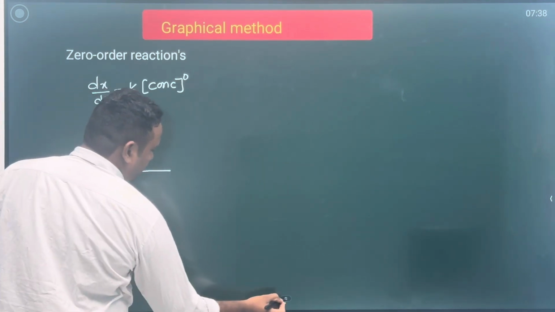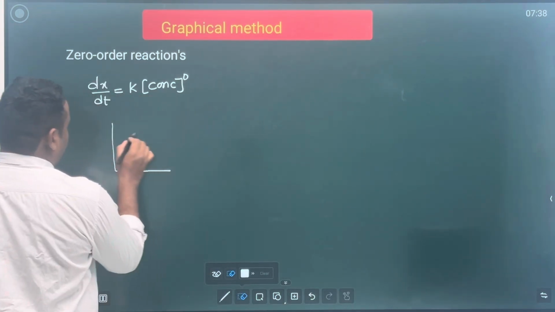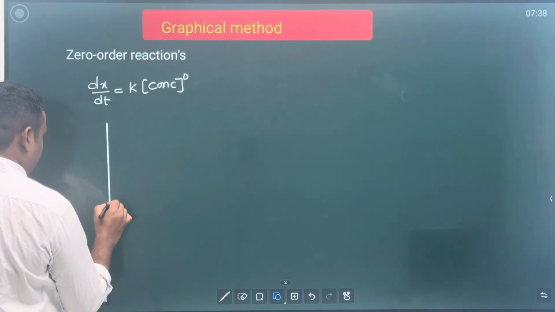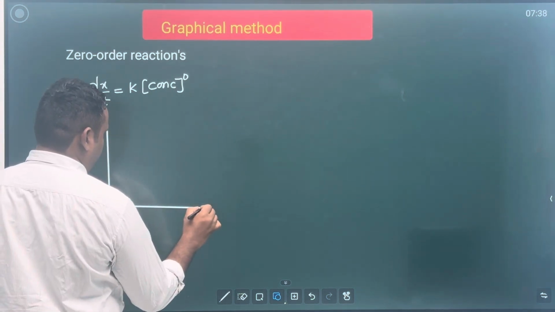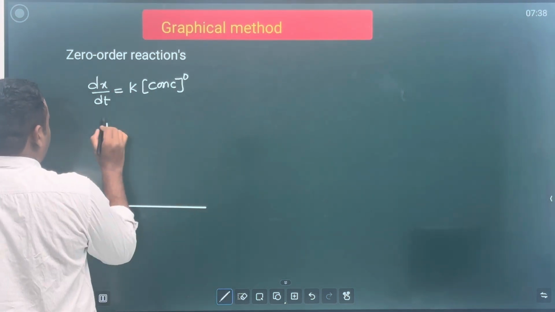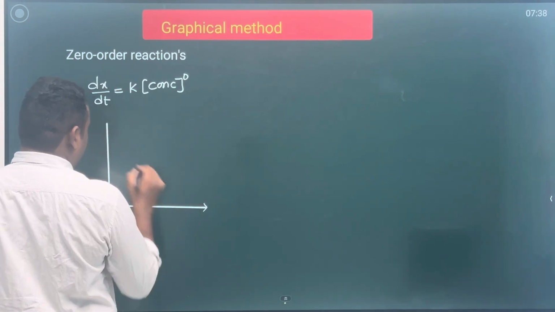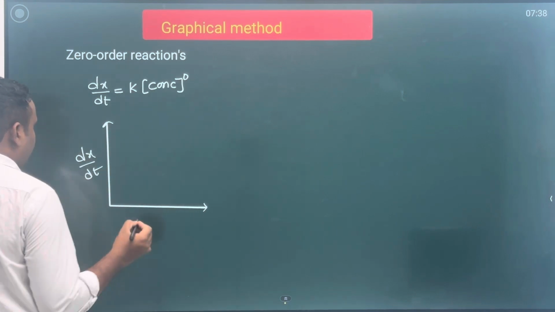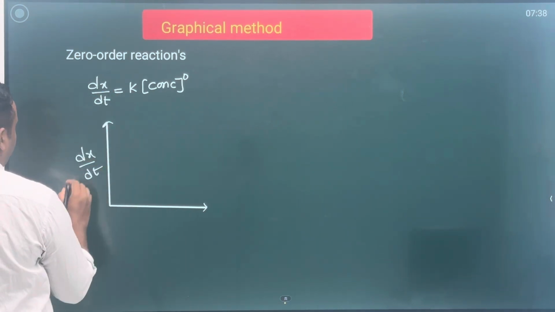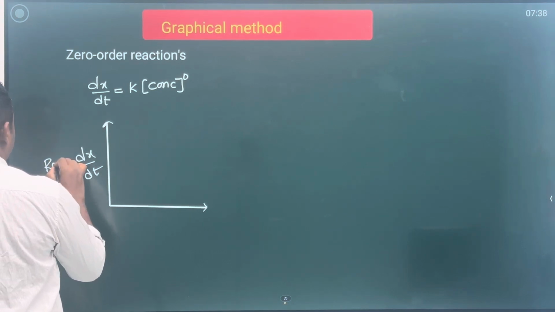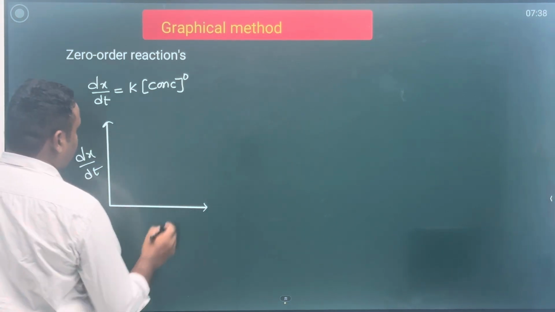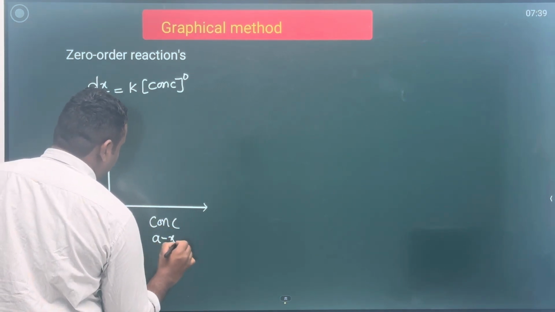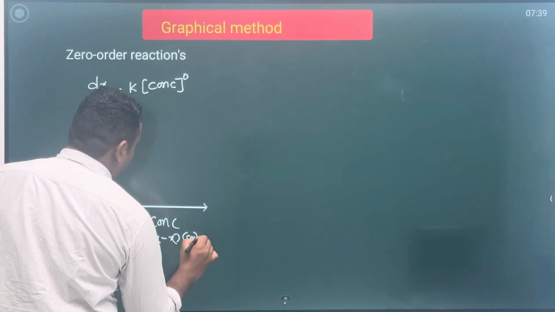when you draw the graph here between dx by dt, it is nothing but rate, the rate of reaction, and here I am going to take the concentration. Concentration we can take as A minus X or A.